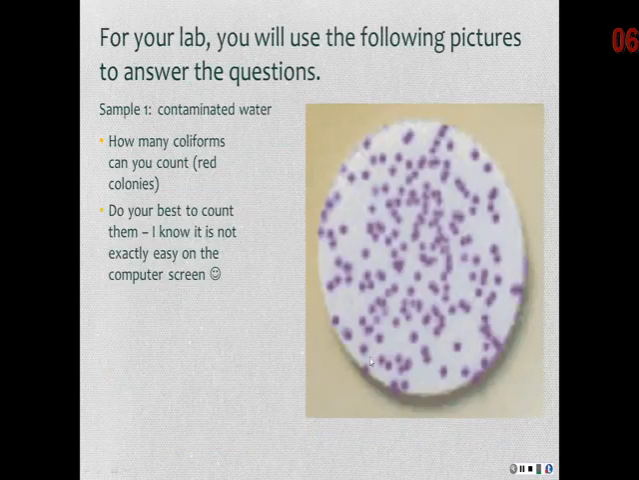So for your lab, your sample 1 is going to be contaminated water. And what you're going to want to do is count these little colonies here. And you can pause the screen on here to be able to count these and get the numbers that you need. You want to do your best to count them. I know that the picture is not exactly the most clear, but this is one that I could find that had a reasonable number to count to put in here.